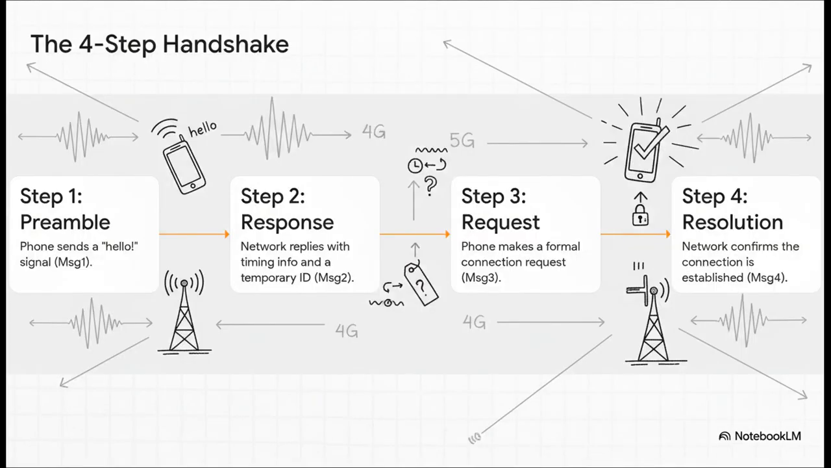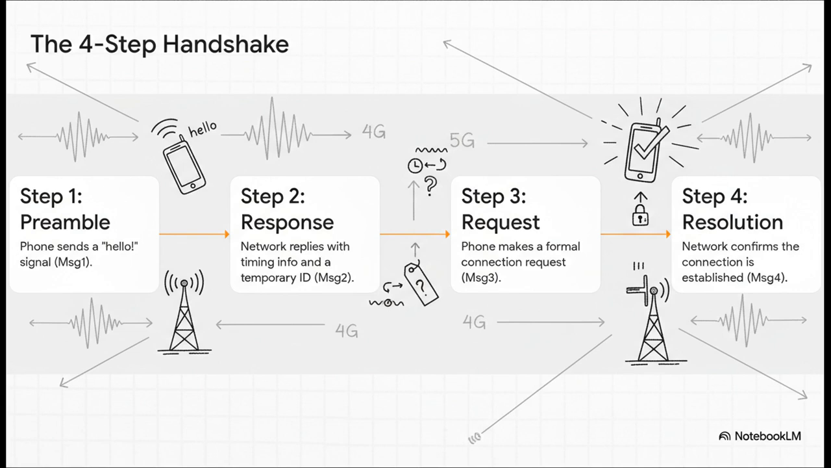At its heart, this whole handshake is a four-step dance, and that's true for both 4G and 5G. It's this little back and forth. Your phone sends a hello, called a preamble. The network shoots back with some instructions. Your phone sends its official request, and then the network gives the final, you're in.